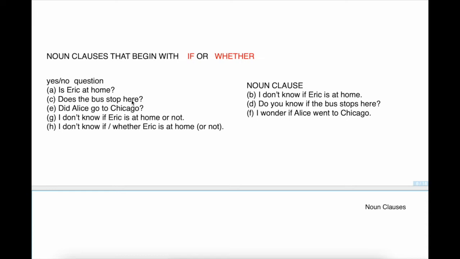Does the bus stop here? Do you know if or whether the bus stops here? But here I can use either if or whether.